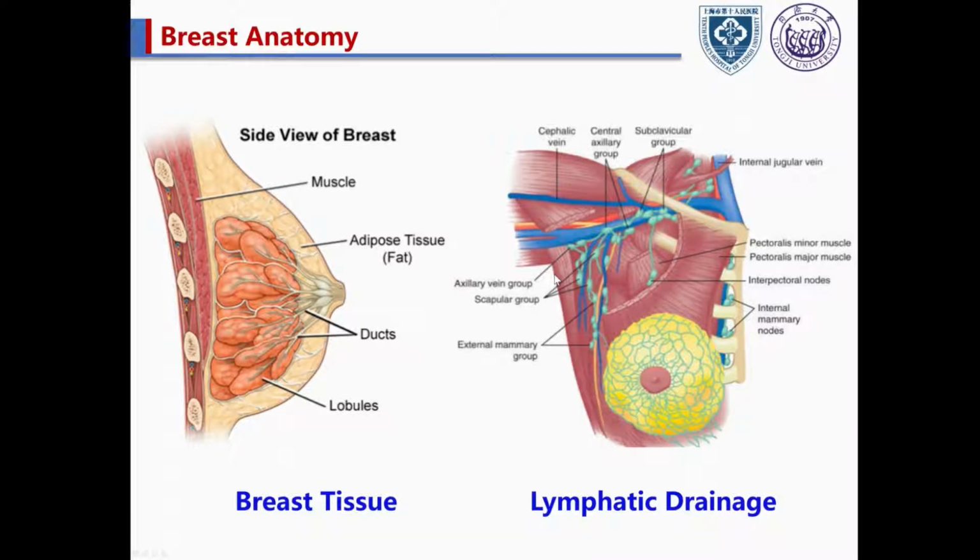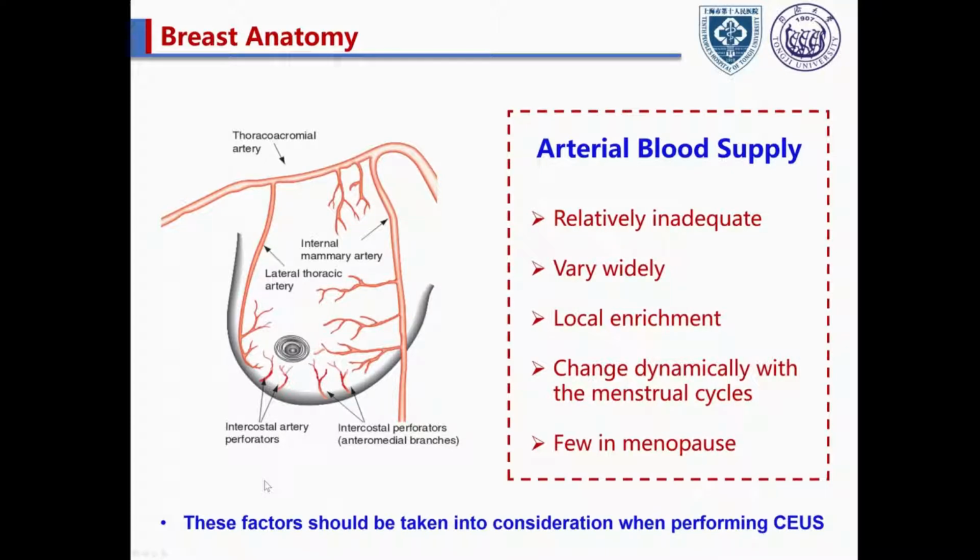For CEUS, we must know the blood supply of the breast. We can see that the arterial blood supply of the breast is relatively inadequate, and it shows local enrichment, and it will change dynamically with the menstrual cycles, and the blood supply is few in menopause. And we can see several supplying blood vessels around the breast, and these factors should be taken into consideration when performing CEUS of breast.